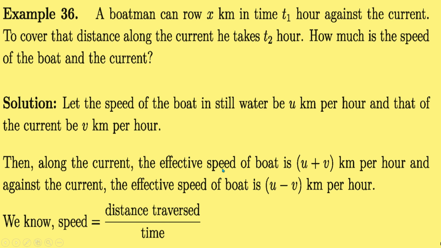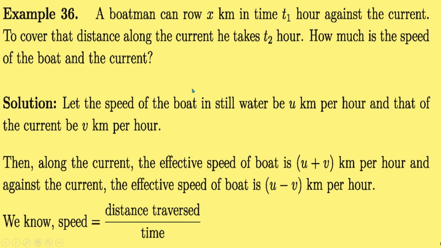Therefore along the current, the effective speed of the boat will be the speed of the boat in still water and the speed of the current, that means u plus v kilometer per hour, and against the current, speed of boat minus speed of current, that means u minus v kilometer per hour. We know speed equals distance traversed divided by time. Okay, therefore u plus v equals will be what?